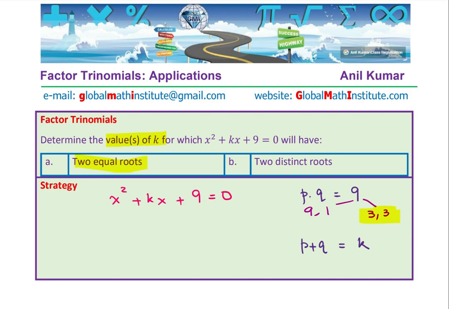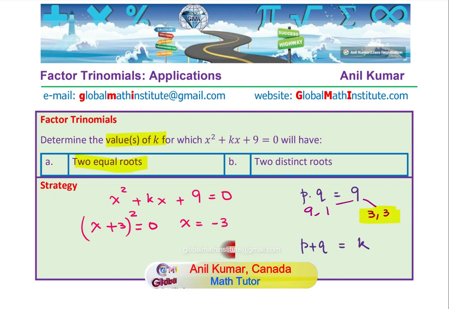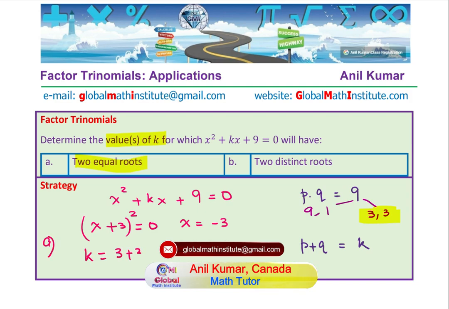And therefore, I could write this equation as (x plus 3) whole squared equals 0, and then get my solution as x equals minus 3. Now minus 3 are two equal roots, right? So in that case, what is the value of k? Can you tell me that? Well, you know k is the sum of these two numbers. So for part A, k should be equal to 3 plus 3, which is 6, correct?